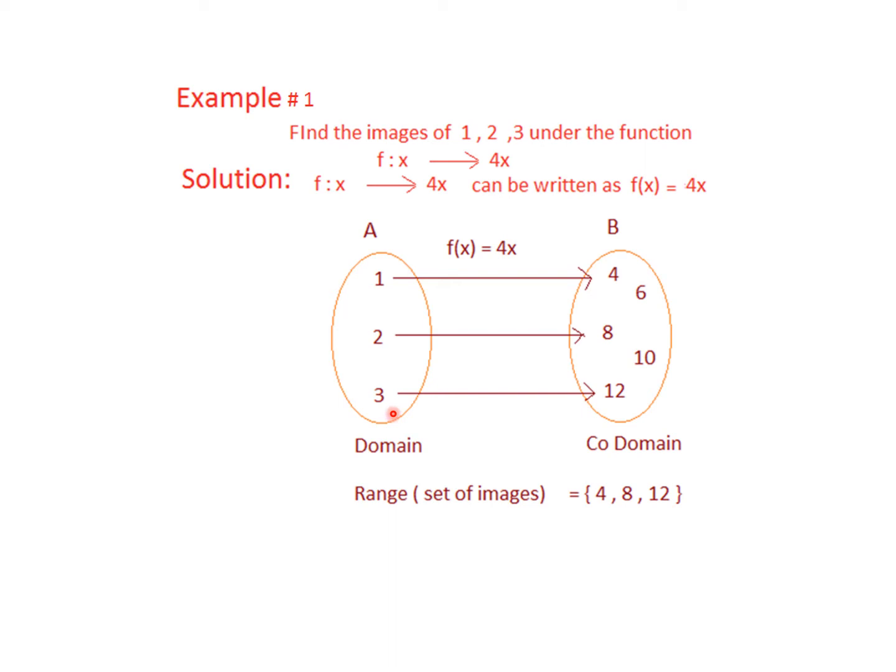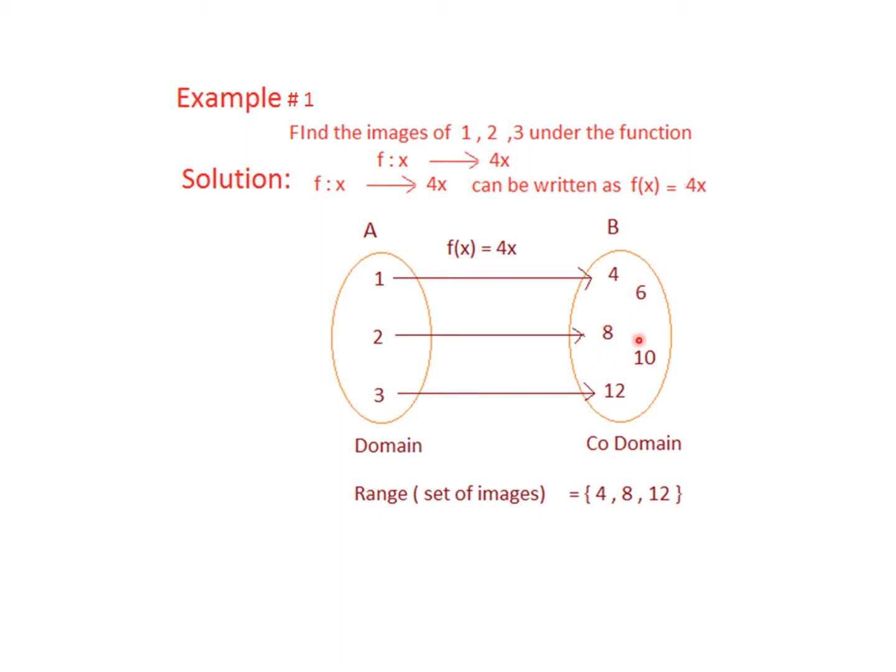Similarly, 3 is a value of x. Again, use value of x here, 3. 3 is here and 3 is here. Now f(3) means what is the answer for 3? 4 into 3, 12. We have shown this value here. So these numbers 1, 2 and 3 have answers or images 4, 8 and 12.